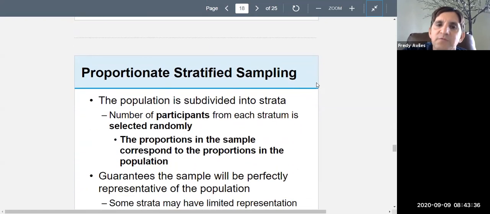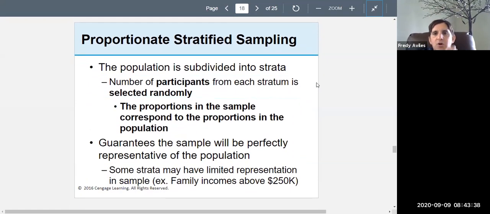Now, there's a way you can fix that. You can fix that by doing something called proportionate stratified sampling. With proportionate stratified sampling, again, the population is divided into strata. The population is divided into groups, like income or something like that. But here, the number of participants for each stratum, for each group, is selected randomly. And you make sure the proportions in the sample correspond to the proportions in the population. So let me explain this a little bit further. So you break up your population into different groups.